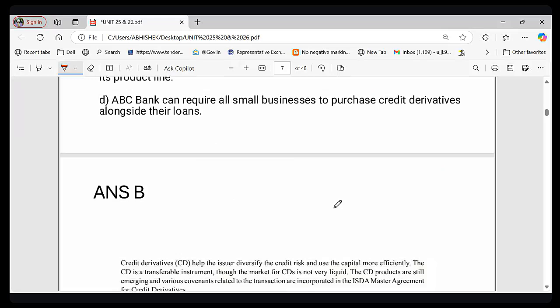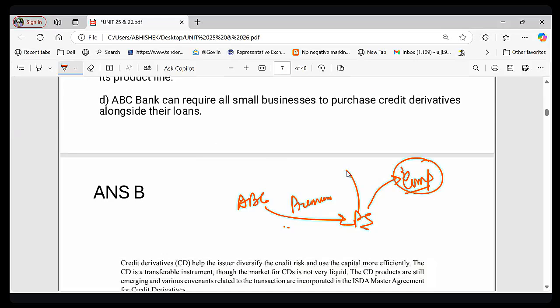So what is happening here? Try to understand. This is ABC Bank, and this is the protection seller. ABC Bank is paying premium to the protection seller, and if the default happens, the protection seller will compensate ABC Bank. This is how it works. Suppose this particular company defaulted, so the protection seller will compensate ABC Bank. So this reduces the concentration of risk on ABC's balance sheet.